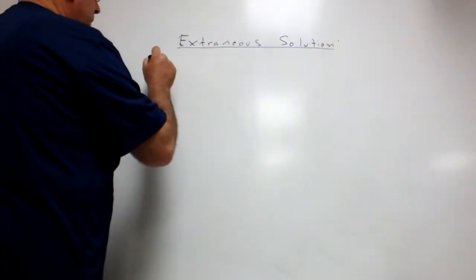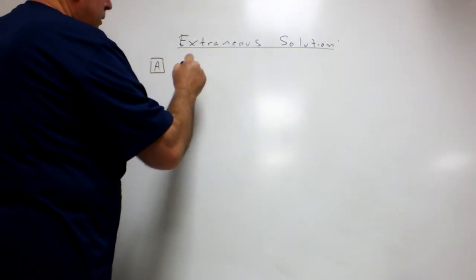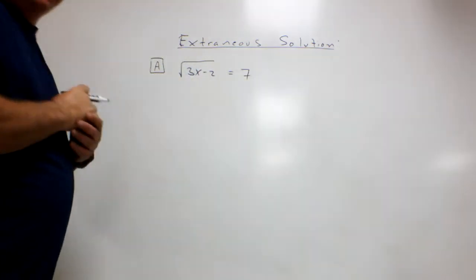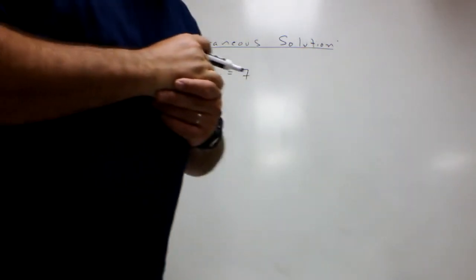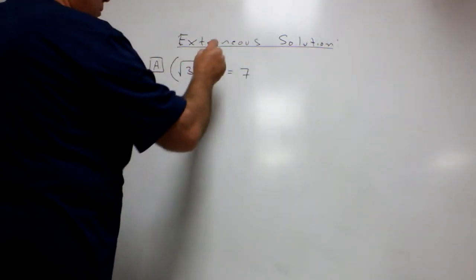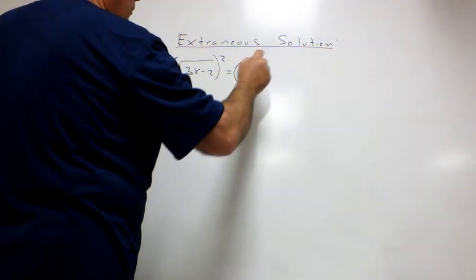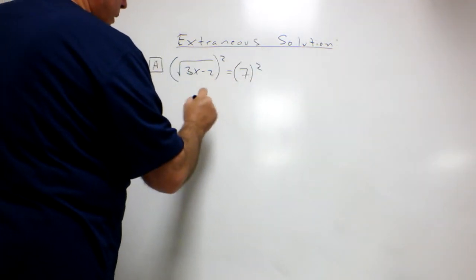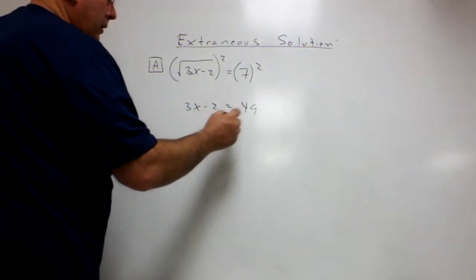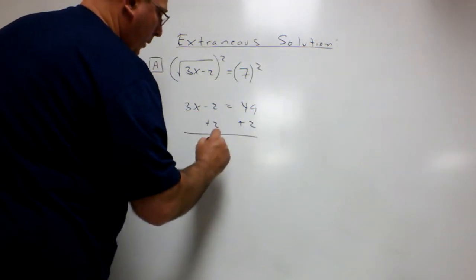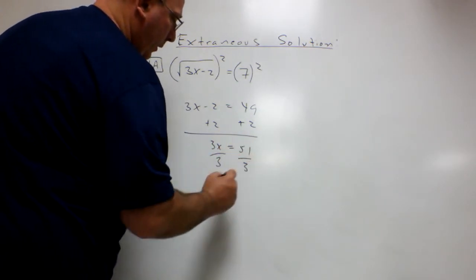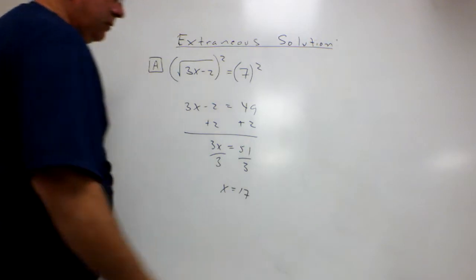So the first problem we're going to attempt is the square root of 3x minus 2 equals 7. Okay? And we're going to try to solve this. The way we would solve it normally is we would square both sides, and we would get 3x minus 2 equals 49. We would add 2 to both sides, and that would give us 3x equals 51. If we divide by 3, we get x equals 17.